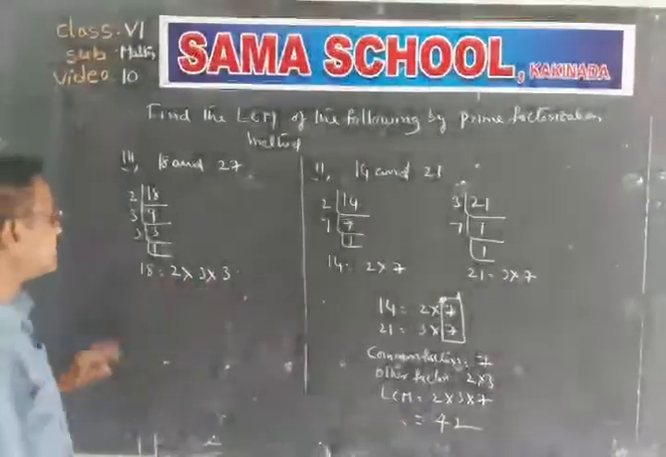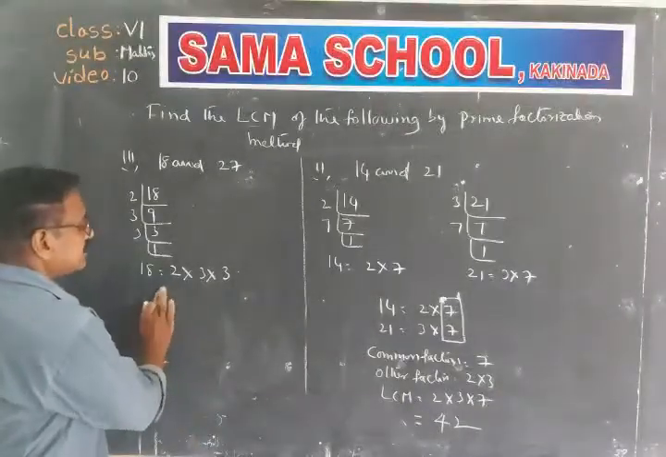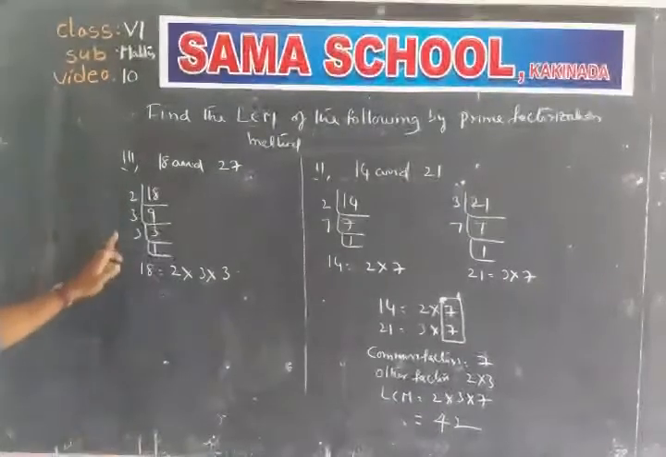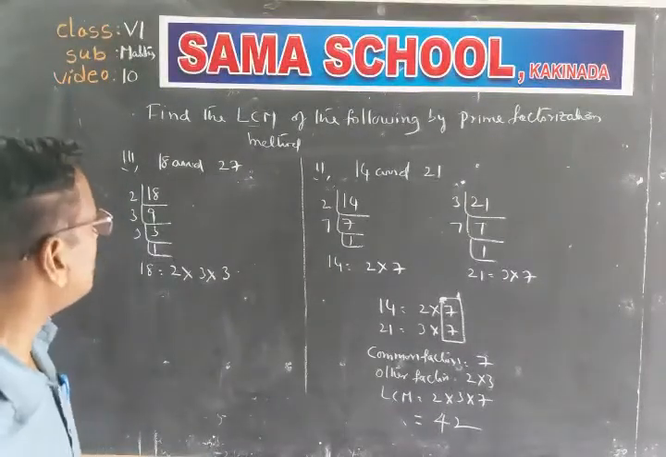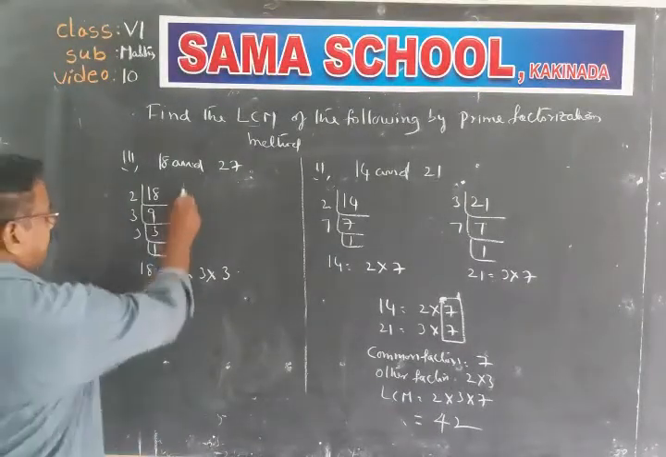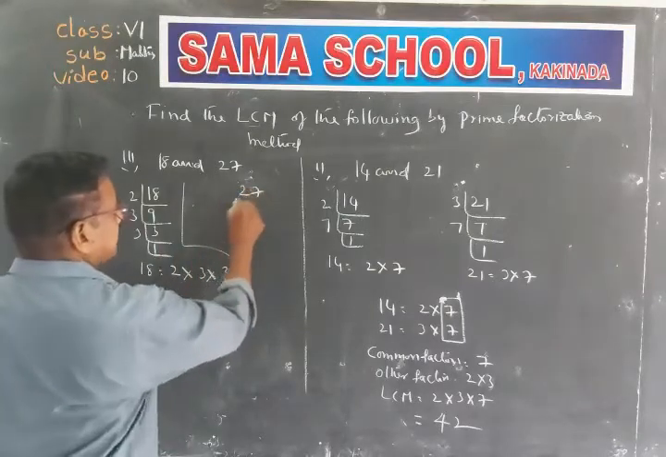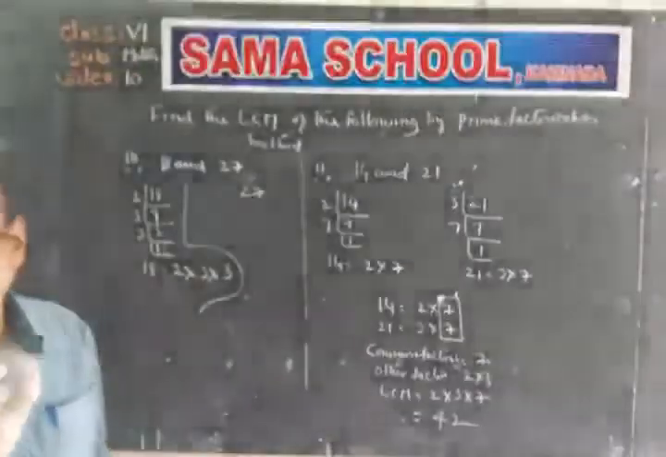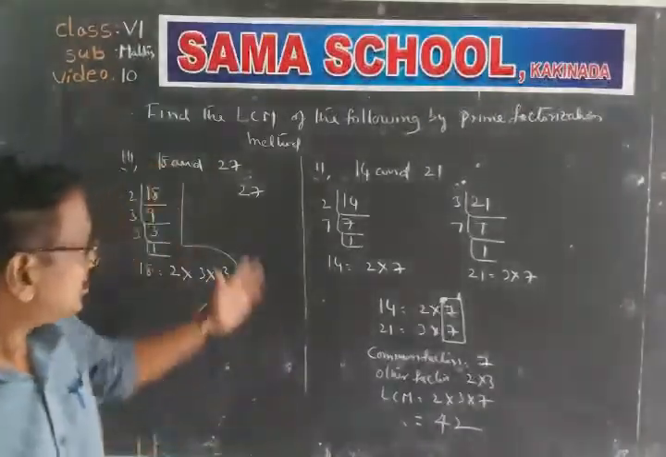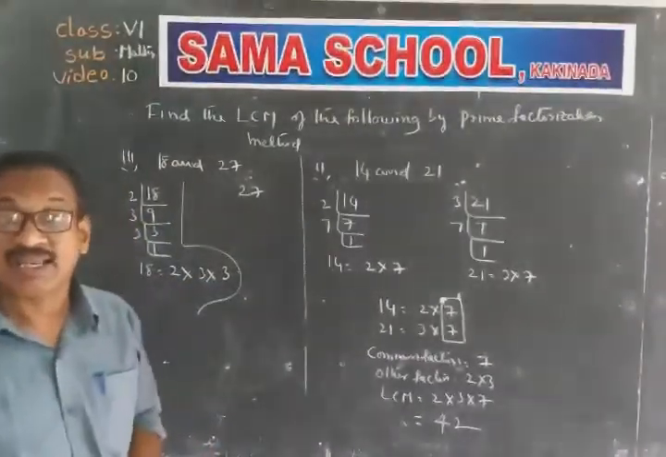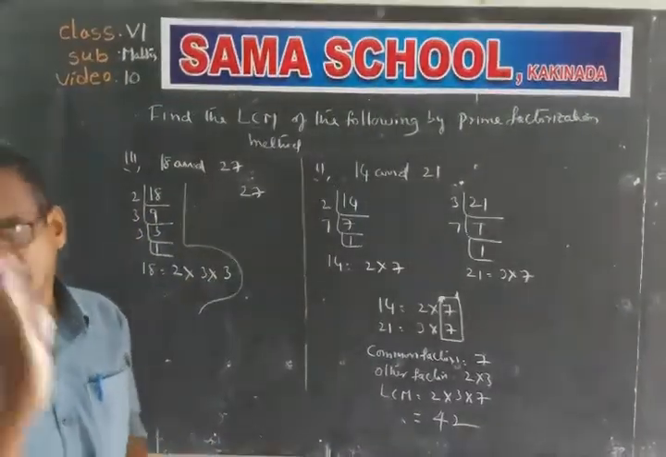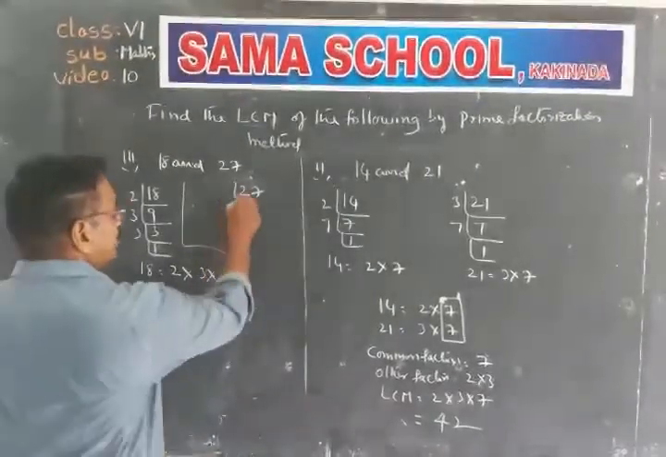2 3s are 6. 6 3s are 18. This is the product of the prime numbers. Now I take 27. Okay, 27. What is the number divisible? 2 is not divisible in 27. What is the next prime number? 3. Okay. 3, how many times is it divisible in 27?